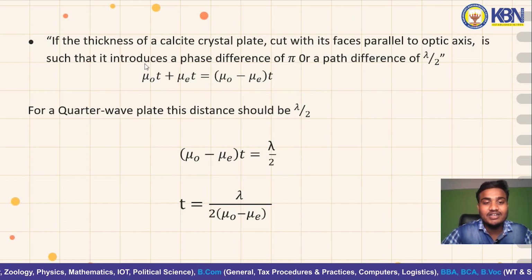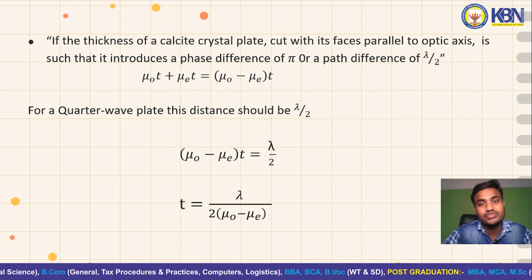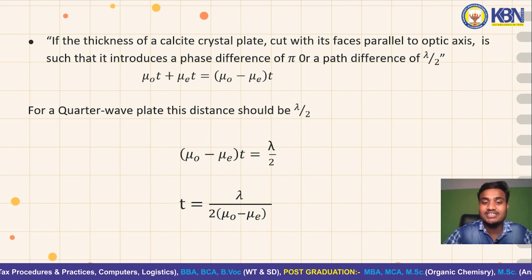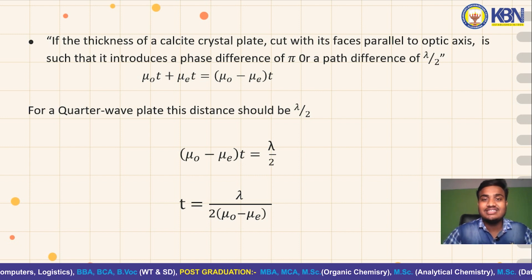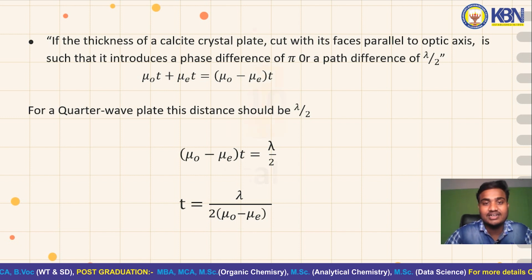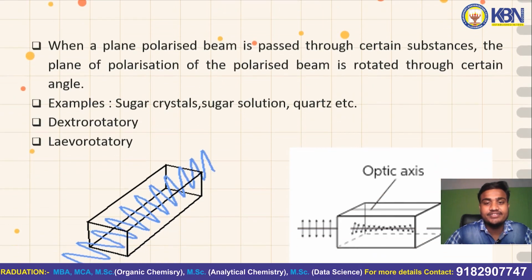The thickness of the crystal is given by T is equal to lambda by 2 into (mu naught minus mu e). Similarly, T is the thickness of the plate, lambda is the wavelength of the incident ray, mu naught is the refractive index of the ordinary ray, and mu e is the refractive index of the extraordinary ray. Now coming to the next topic, optical activity.